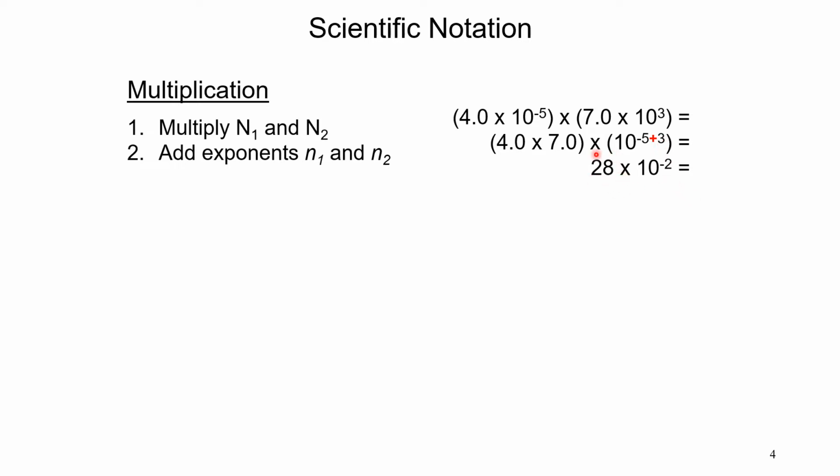Now, do be careful with this. 28 times 10 to the negative 2 is fine. It's just not technically in proper scientific notation yet. So I need to, where's my decimal at here? It's after the 8, so I need to move it one more place like that. It's going to make that a smaller number, so we need to make that a bigger number, so go up by 1. So 2.8 times 10 to the negative 1.